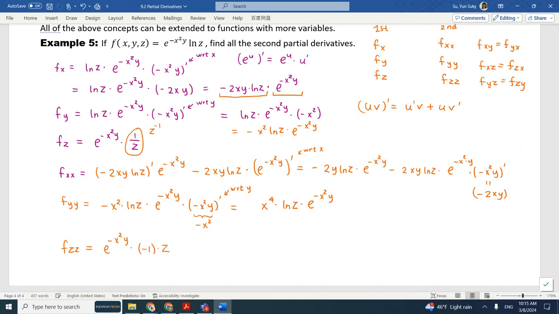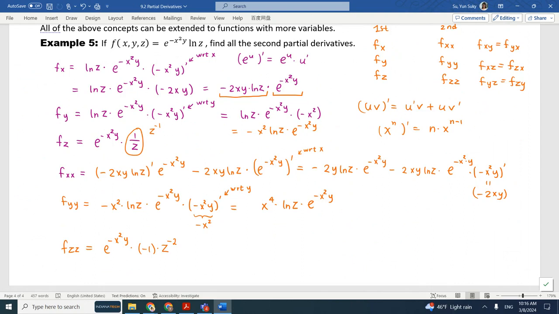Negative 1 times z to the negative 2. Yes, that's it. Right? X to the n, the derivative is n times x to the n minus 1. Everybody? All right, good. We got fx, fy, fz. And then we need to do the next partial, right?